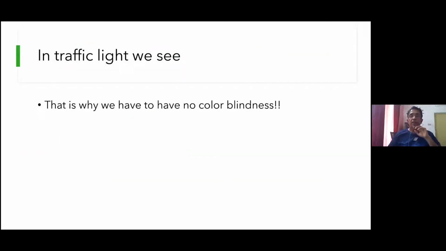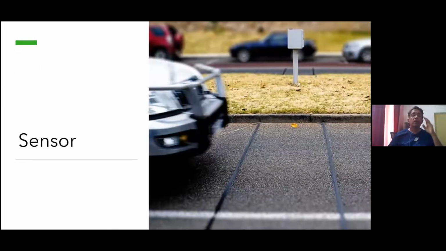In a traffic light, when we go, we see, and that is why we have to undergo color blind testing before we get a driving license. We have to know green, yellow, and red. But who sees when it is on a ventilator? There is a sensor. You can see that as the car is coming close to the sensor, I'll just mark where the sensor is. You can see the sensor there. That is the sensor on a smart signal.